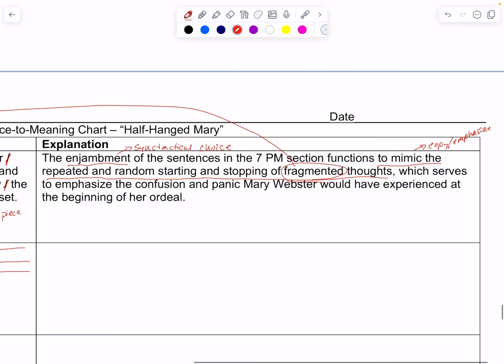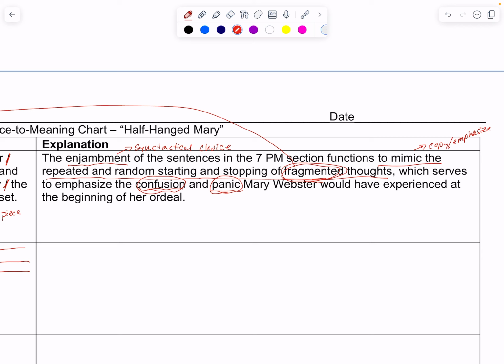So it functions to mimic the repeated and random starting and stopping of fragmented thoughts, which serves to emphasize the confusion and panic that Mary Webster would have experienced at the beginning of her ordeal. So when the men break into her barn and start beating and cursing at her and torturing her, she is feeling confused because it's very sudden. She is feeling panicked because she is fighting for her life. And because of that, that's why we have these fragmented thoughts.